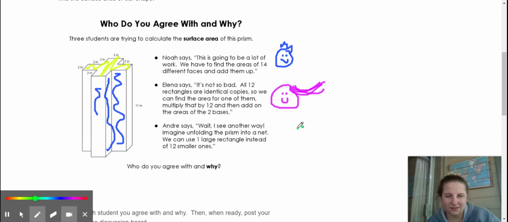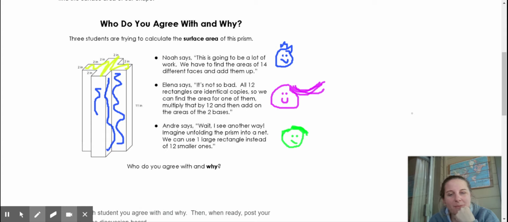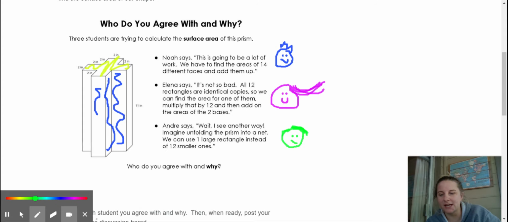And then we've got Mr. Andre. So here's Andre. And Andre says, well, there's actually even another way. Imagine unfolding the prism into a net. So you guys talked about nets in 6th grade, and we've reviewed them a little bit this year. We can use one large rectangle instead of 12 smaller ones. So if you read each of these 3, Noah, Elena, and Andre, who would you agree with? Who has the best method, or who has the accurate method for finding the surface area? So that's what you are going to type in your discussion board.